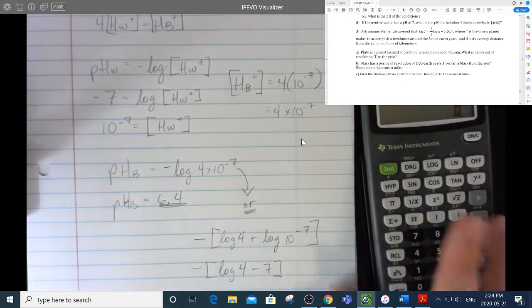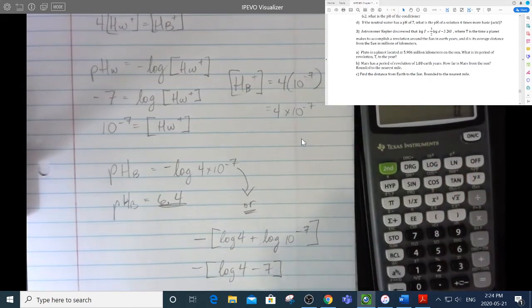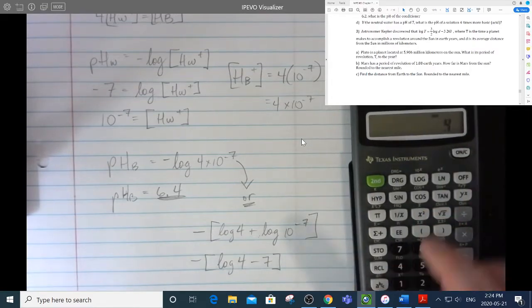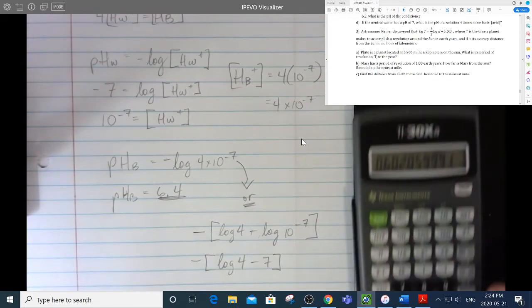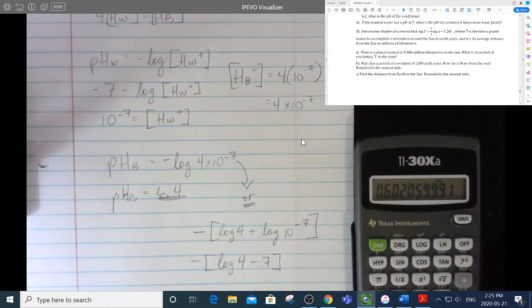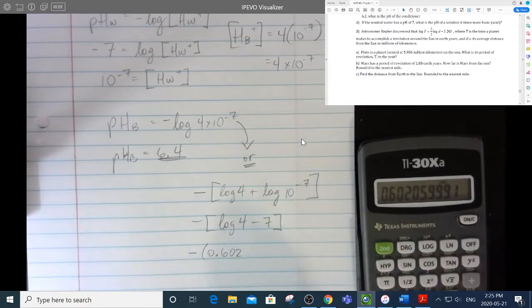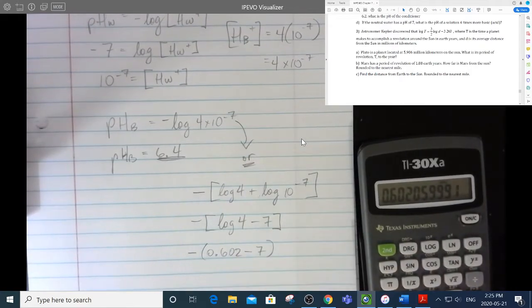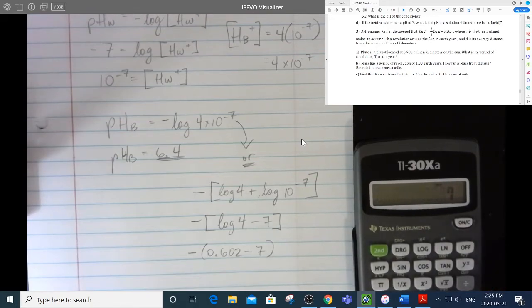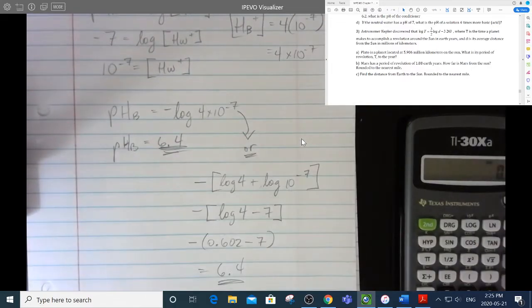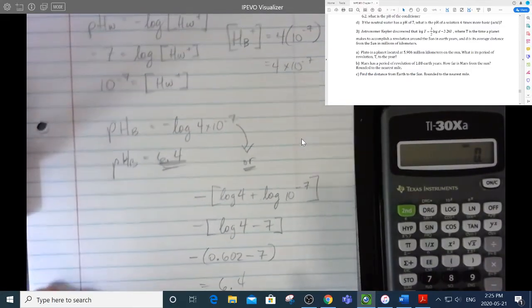So again, if you didn't have access to one of these calculators, but you had a list of logs, and one of the things you could look up is this log of 4, it would just tell you that the log of 4 is 0.602 blah blah blah. There you go. You can now just say that your answer is negative 0.602 minus 7. So take your number -7 and then get rid of the negative, and that gives you 6.4, which is the pH. Okay, so there's 2D.